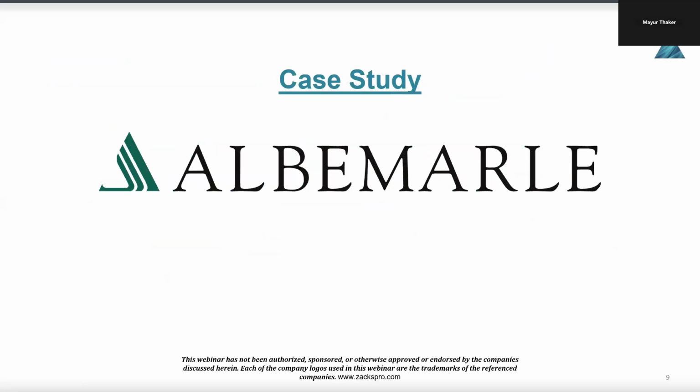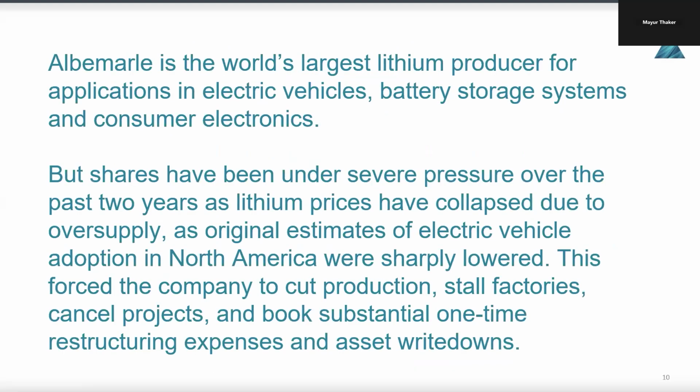So here's a quick case study, Albemarle. Take a look at Albemarle. This is a company that's in our portfolio. Albemarle is the world's largest lithium producer. They produce lithium for applications in electric cars, battery storage systems, and consumer electronics. We all know the importance of lithium for battery production, but shares have been under severe pressure over the last 2 years. This is mainly because lithium prices have collapsed due to oversupply.